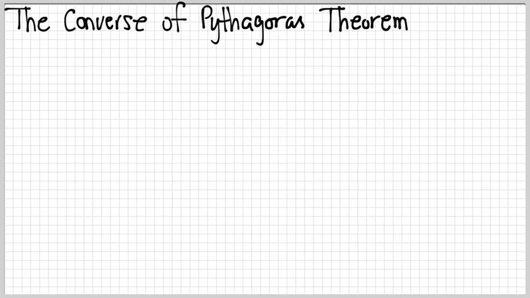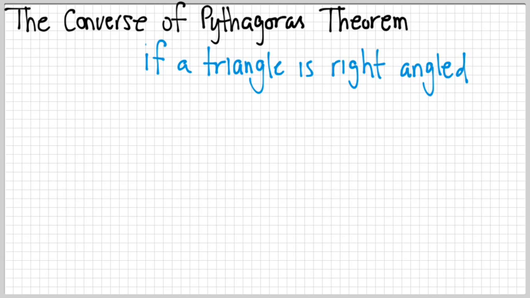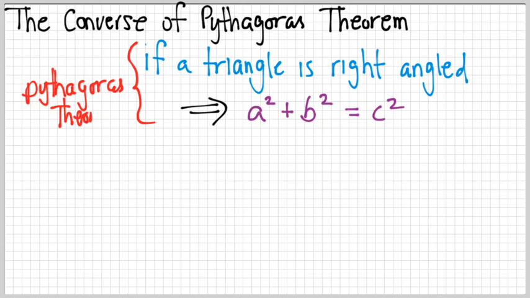I'm going to talk about the converse of the Pythagorean theorem. So to talk about the converse, let's just review here. The Pythagorean theorem says, and this is a very abbreviated version, if a triangle is a right triangle, has a right angle, then we have the relationship with the sides that a squared plus b squared equals c squared. Okay, this is the original, normal Pythagorean theorem, as it's sometimes called.